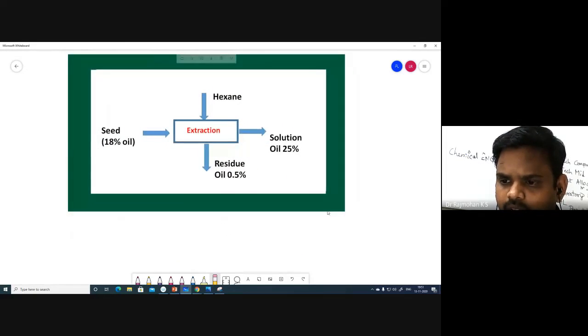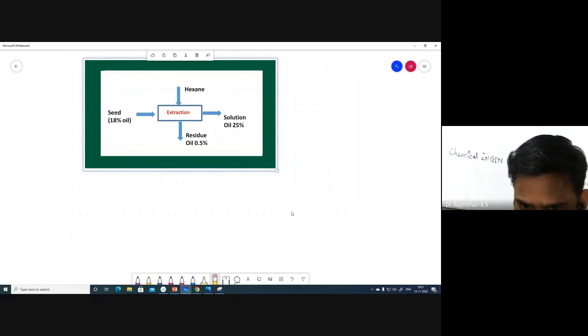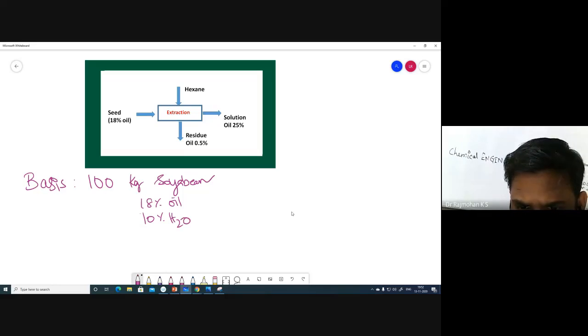So this is our system. What we can do is arrange a basis. So what is the basis? Basis is 100 kg of soya bean. It is given that it contains 18% oil, 10% water, remaining are inerts. So what is the remaining percentage? It is 72, right? Total will be 100.